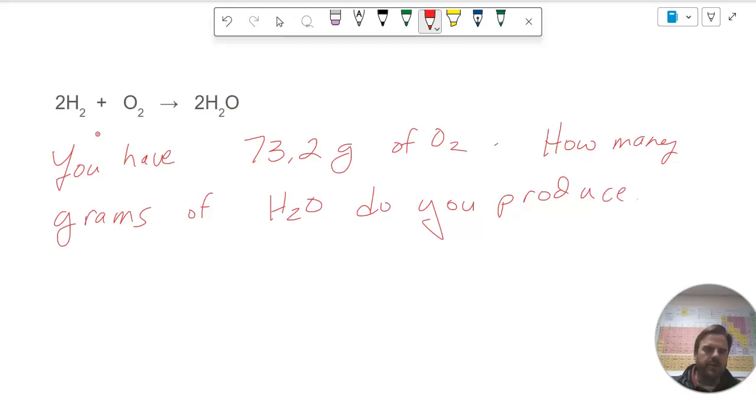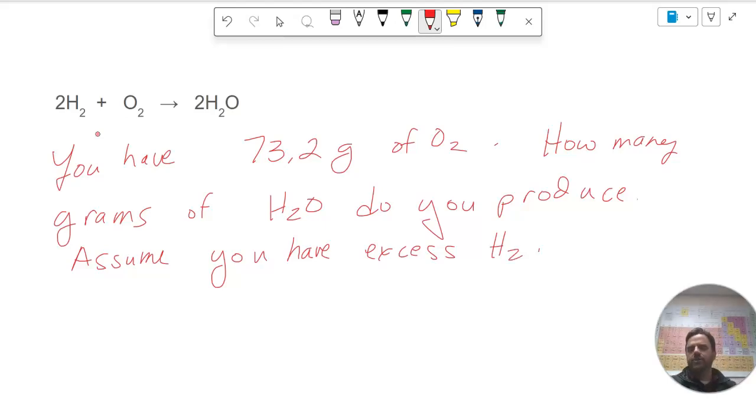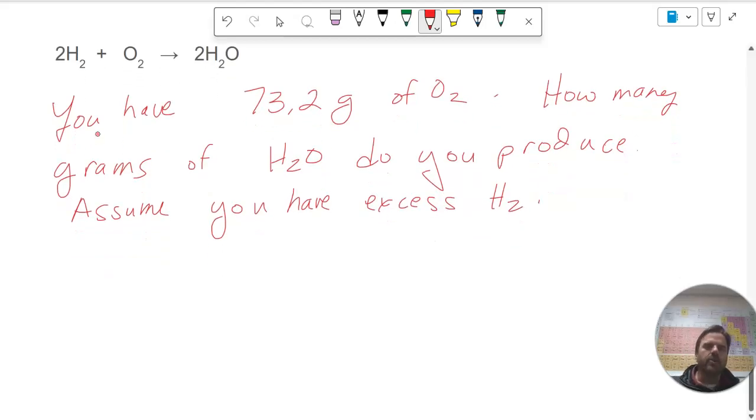And then here's what it'll often say. Assume you have excess H2 gas. In other words, we've got enough H2 in the cupboard that it's not going to limit what we can make. Okay, so here's how we do this.